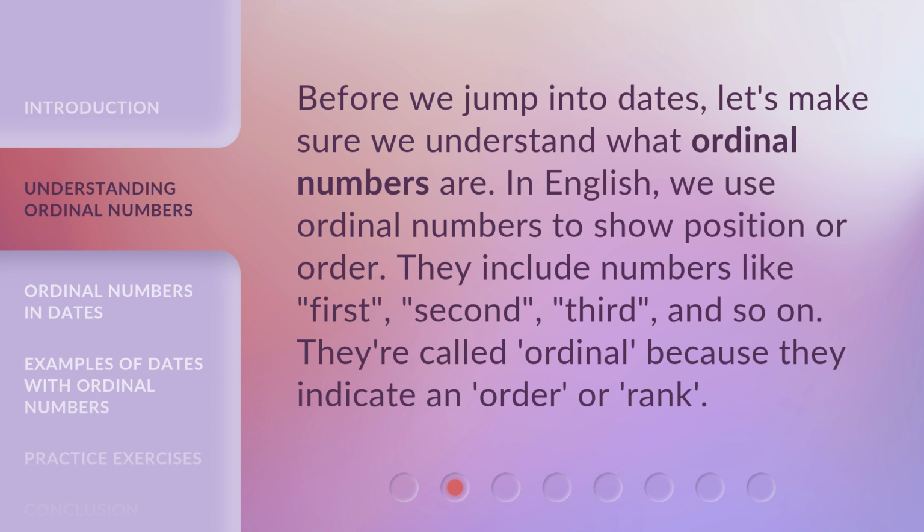Before we jump into dates, let's make sure we understand what ordinal numbers are. In English, we use ordinal numbers to show position or order. They include numbers like first, second, third, and so on. They're called ordinal because they indicate an order or rank.